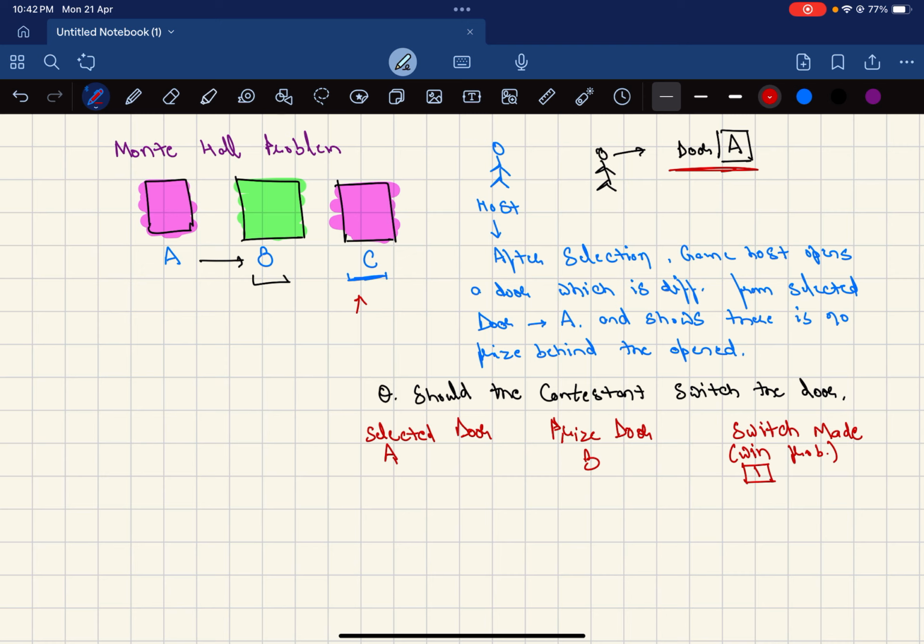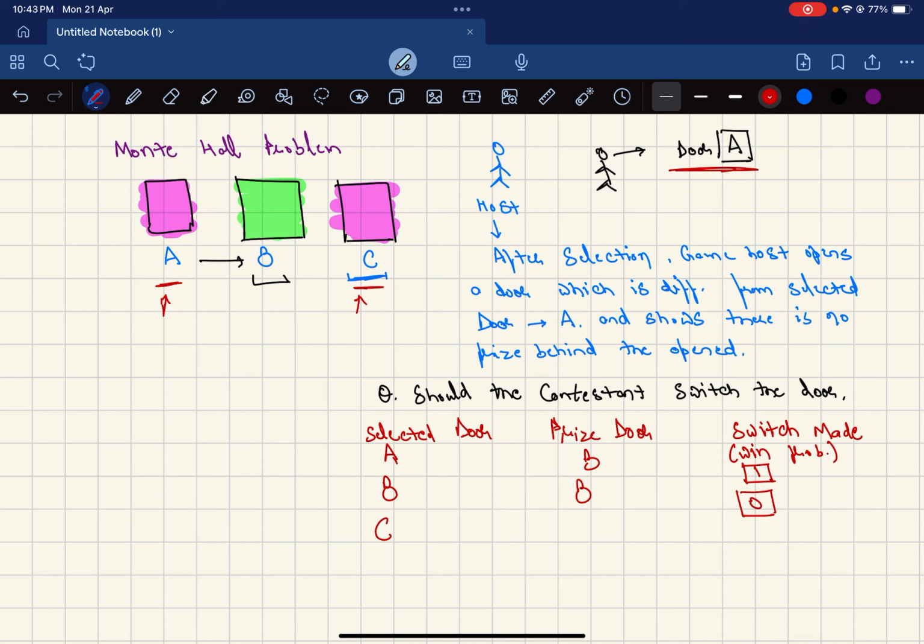Now let us say the selected door was B itself and the prize still remains behind door B. In this case the host would show one of the two doors, A or C. Let us say the host shows door A and tells you that there is no prize behind door A, and since you selected door B initially, he asks you whether you want to switch to door C or not. If you switch to C, you would obviously lose, and therefore there is a 0 probability of winning in this case where you are switching.